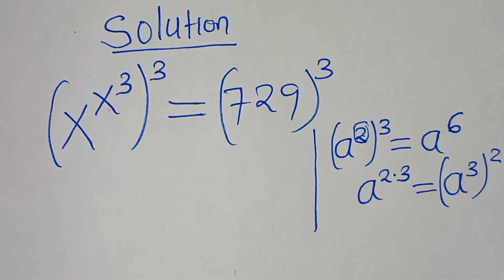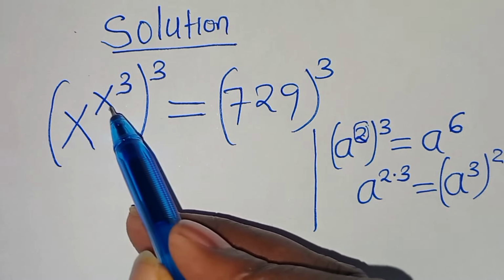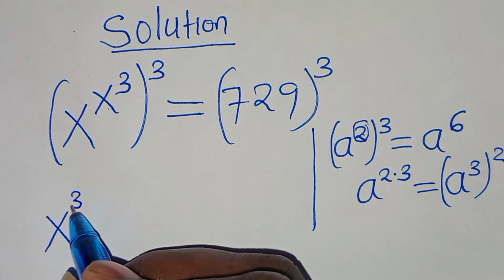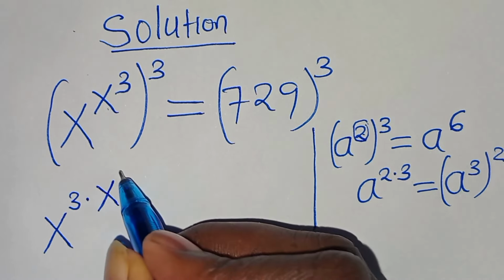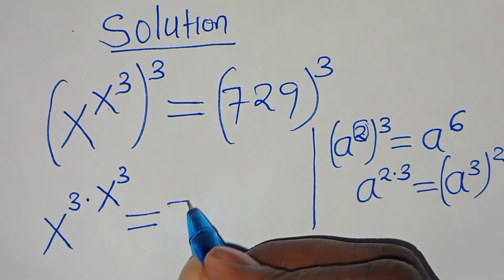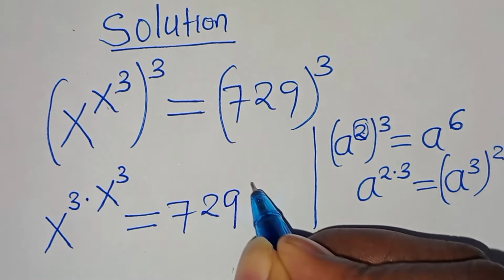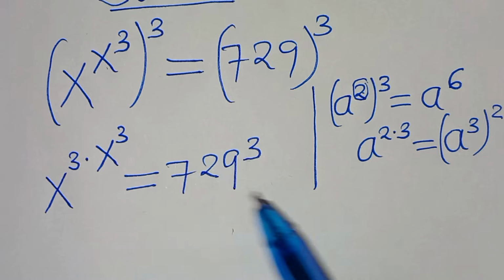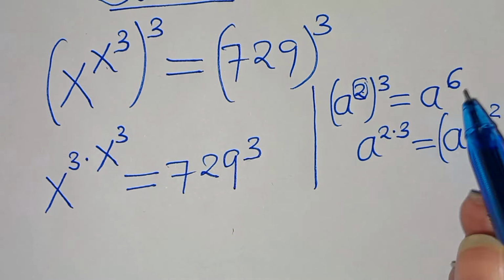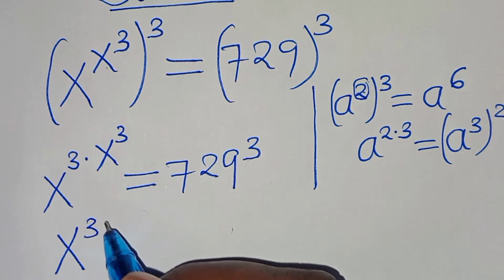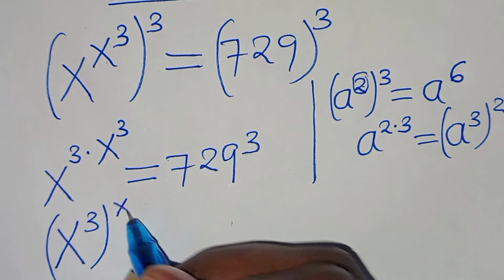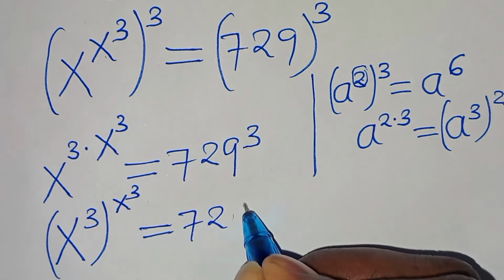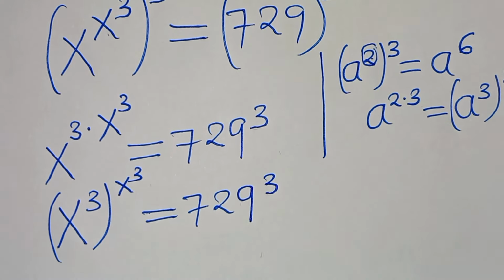Now, back to this equation here, we can express x to the power of x to the power of 3 to the power of 3 as x to the power of 3 multiplied by x to the power of 3. This is equal to 729 raised to the power of 3. Now, applying this property here, we can express this as x to the power of 3 raised to the power of x to the power of 3. This is equal to 729 raised to the power of 3.